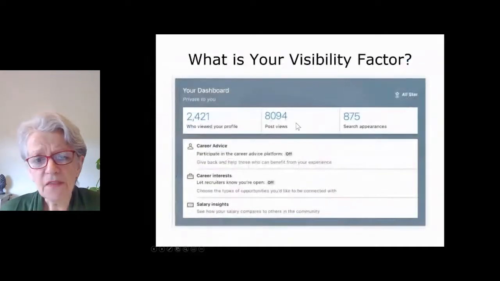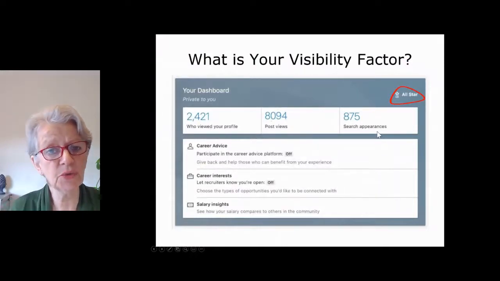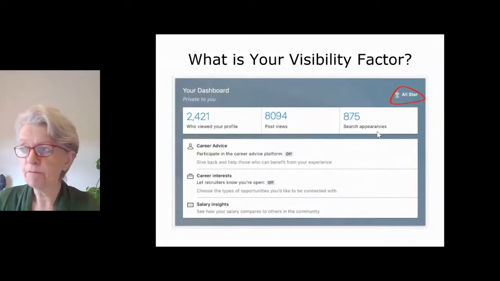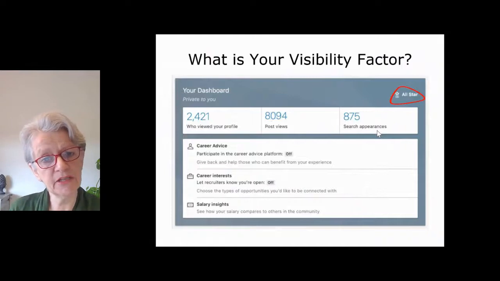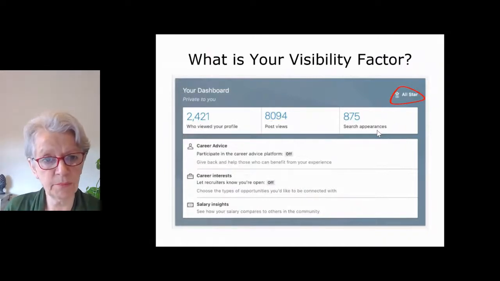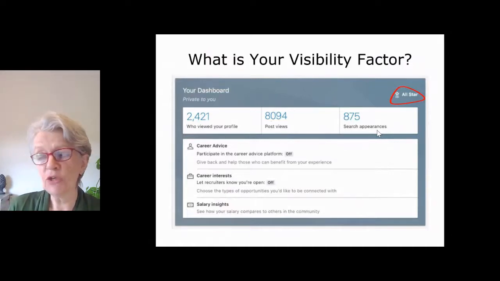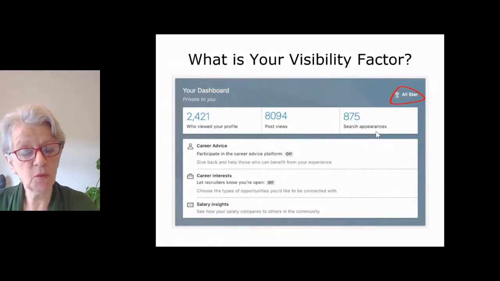So the second metric is this aspect of All-Star, and your dashboard is private to you. Nobody else can see it. In the top right-hand corner, you will have either beginner, intermediate, or all-star. And when you have sufficiently completed and populated your profile with enough content, you will reach that all-star status. And we went through the formula that will allow you to do that last week. So keep a benchmark of where you are at.